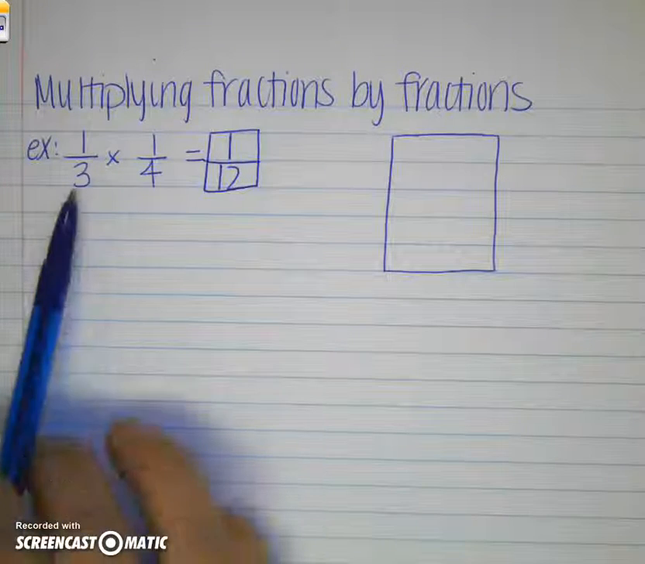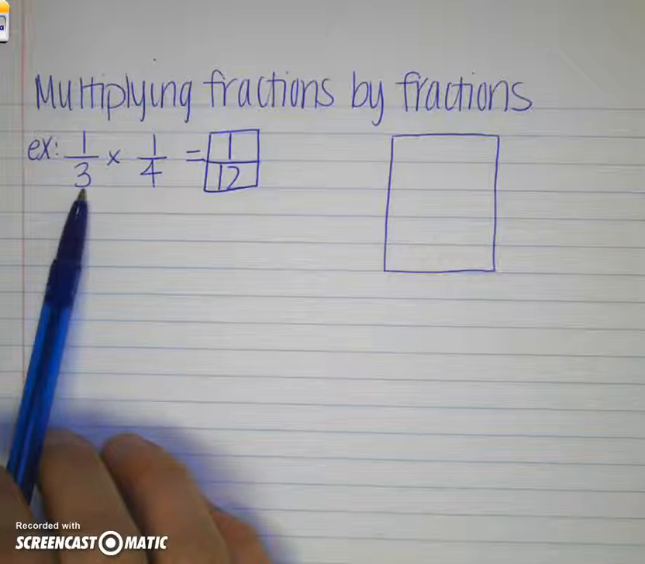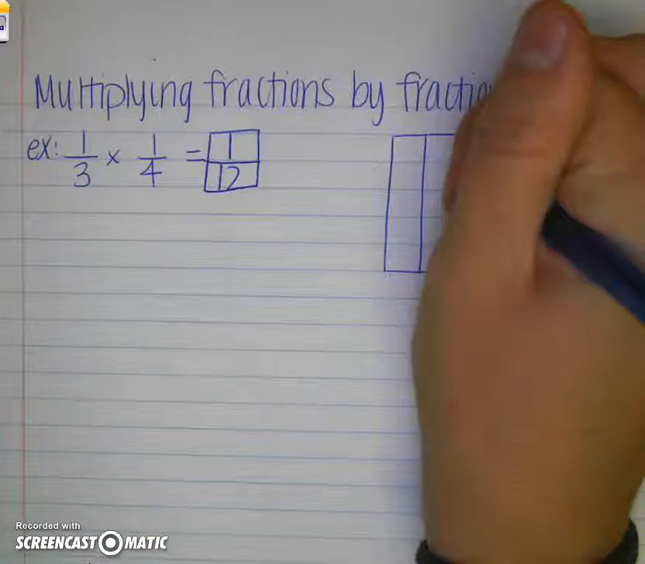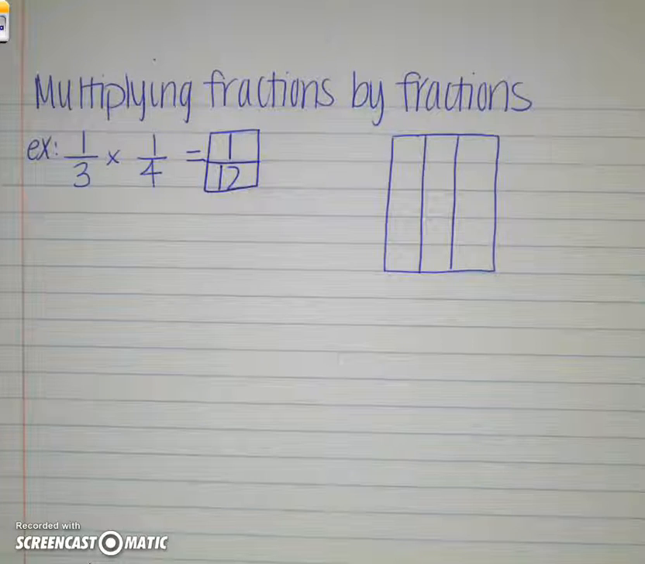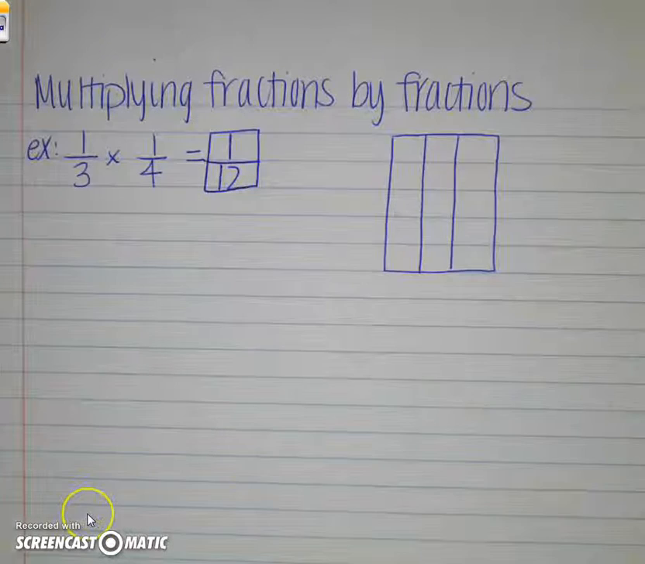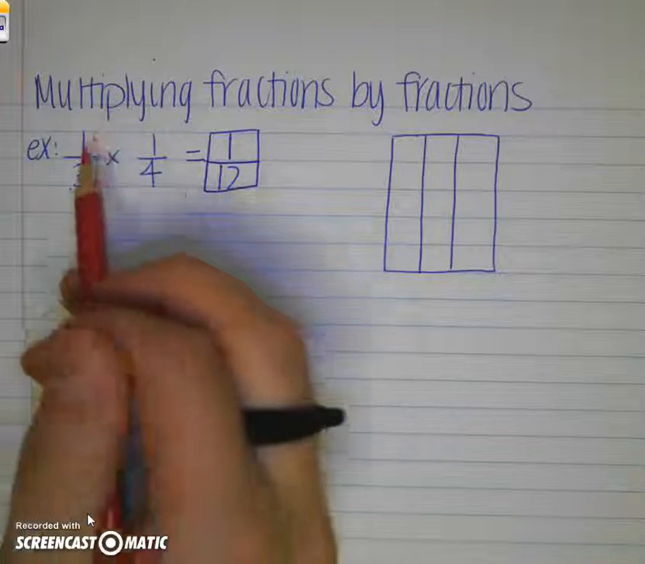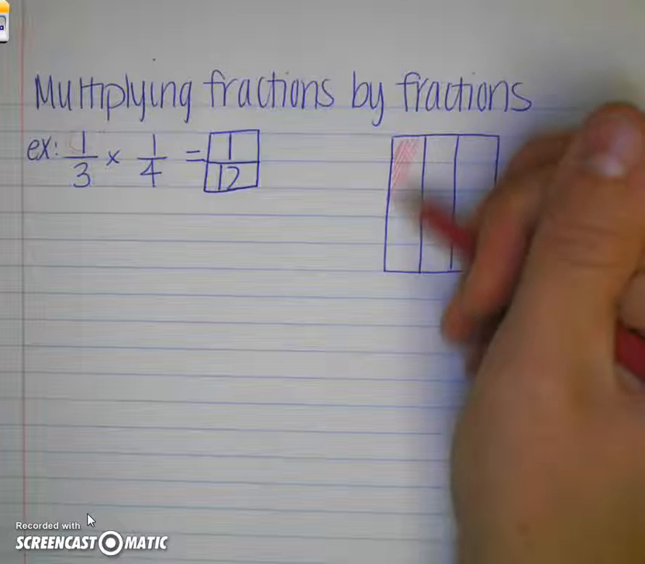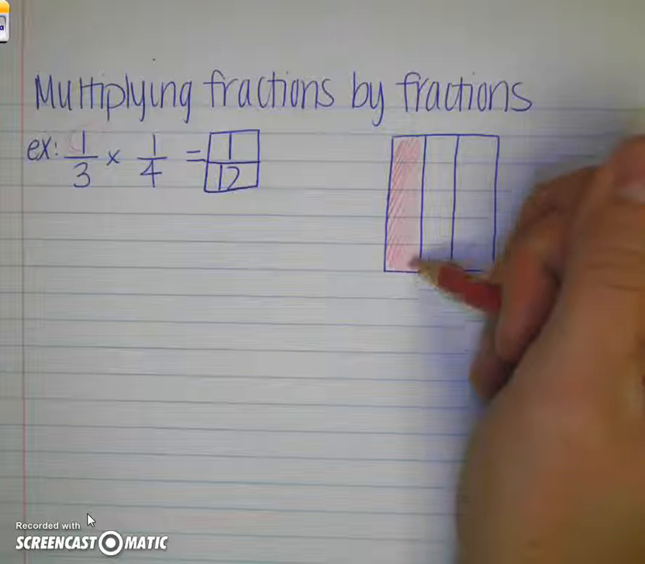And I'm going to start off and model this first fraction. So I want to take my brownie pan and break it up into 3 equal pieces, and the denominator is going to tell me how to break that up. And of those 3 pieces, I want to shade in 1 of them. So I'm going to use my pink colored pencil here, and I'm going to shade in 1 of those 3 pieces.